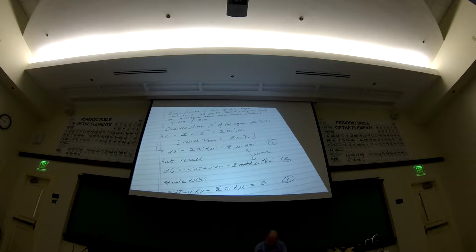How many terms in that equation? Well, one for temperature, one for pressure, and one for each species. So that's i equal to 1 to m. So m plus 2 terms. The important thing is we have one such equation for each phase, so we have rho equations, and we have m plus 2 variables.